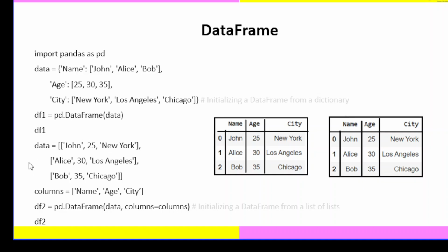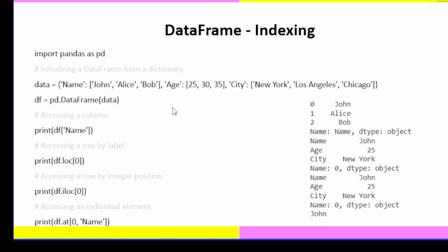Now we are trying to create another data frame by using a list. When I use square brackets, it is nothing but a list, and then we have columns called name, age, city. So you can also create a data frame by using a list. This is how you can create a data frame. In order to create a data frame, you have to import the pandas library, then use the method called DataFrame. As we said, for series we did indexing, and in the same way we can do data frame indexing.